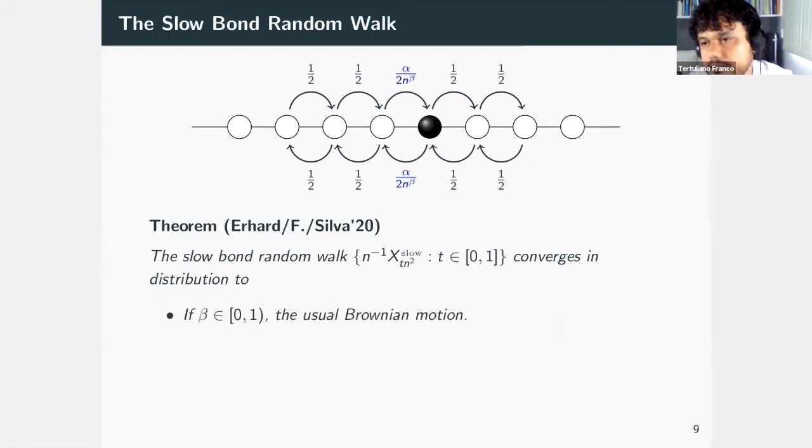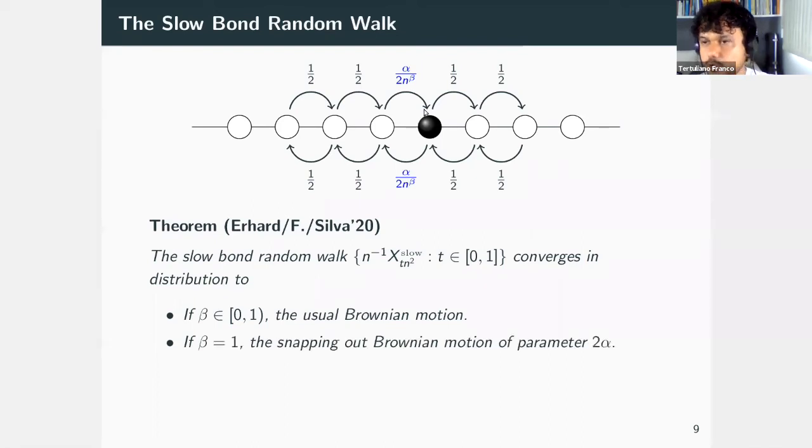If beta is between 0 and 1, the limit is the usual Brownian motion. So the slow bond is not enough to make any change. I'm speaking here about a functional central limit theorem. It's the limit as a random function, as a trajectory. So if beta is smaller than 1, as expected, it is the Brownian motion. This rate goes to 0, but it's not enough to cause any macroscopic effect.